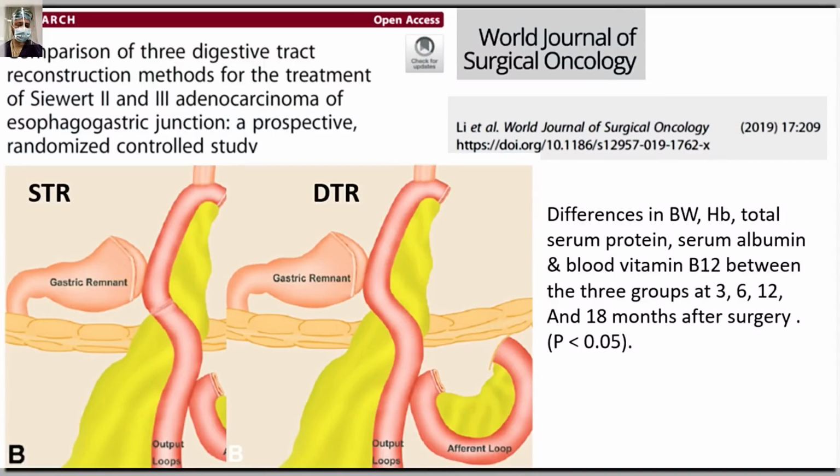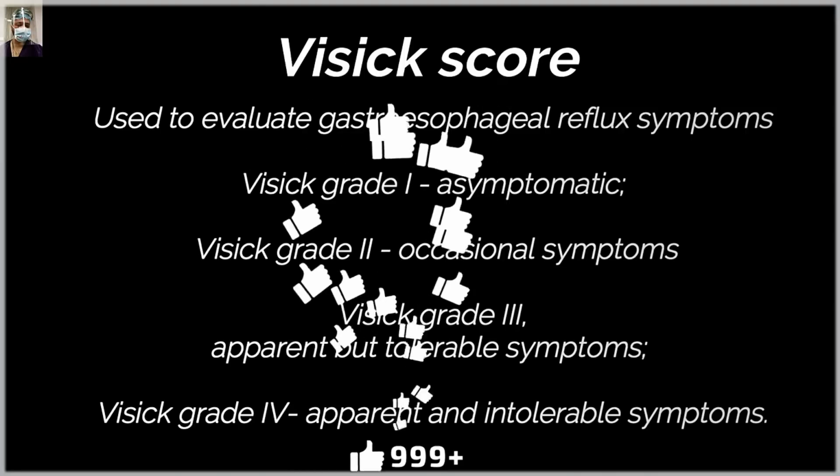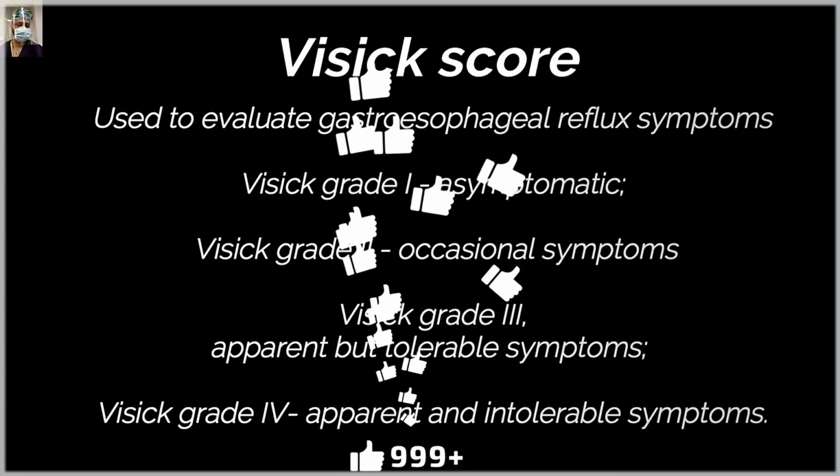They studied the difference in body weight, hemogram, total serum protein, serum albumin, and blood vitamin B12 between three groups at 3, 6, 12, and 18 months after the surgery. They also studied the Visick score, which is used to evaluate gastroesophageal reflux symptoms. Visick grade 1 is when the patient is asymptomatic. Grade 2 is when the patient has occasional symptoms. Grade 3 is when the patient has apparent symptoms, but these are tolerable. And grade 4 is apparent and intolerable symptoms.